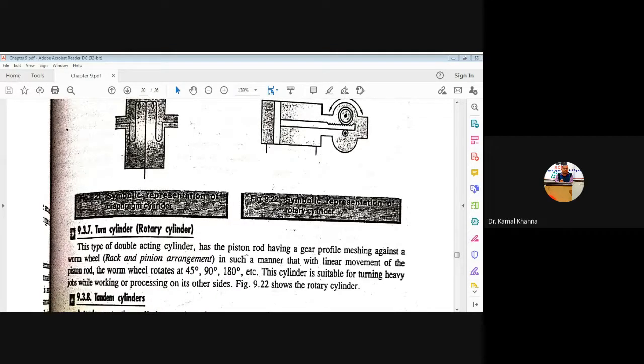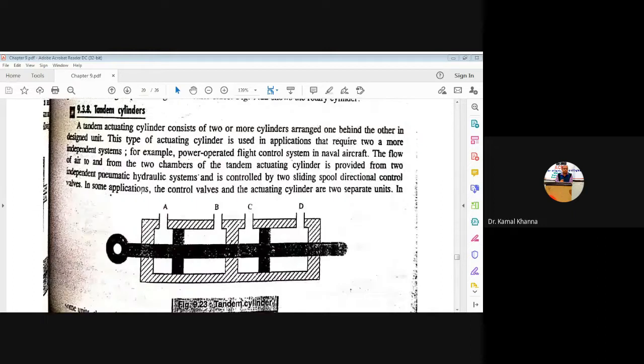Next is the tandem cylinder. So this is very important from the exam point of view. You can see here there are three or four cylinders which are connected in series. So what is the use of the tandem cylinder? We have only a single piston rod which is operating all the four cylinders here.